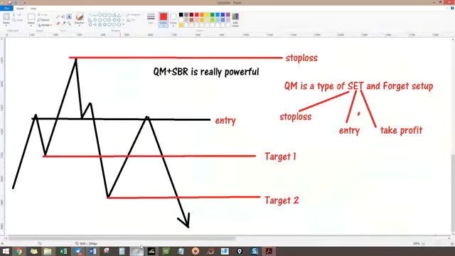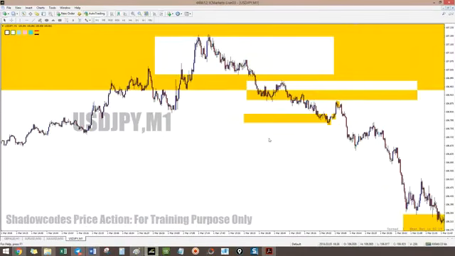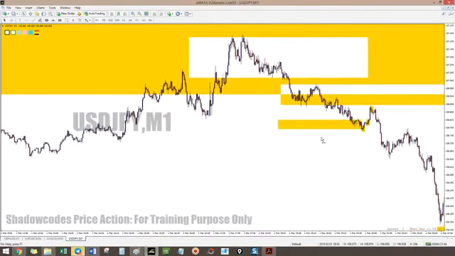Regarding QM, is there any other question? If you find SBR and QM together in this line, just make sure you don't miss that trade. It's a really good trade. Okay, it rarely comes, but it's a really good one.